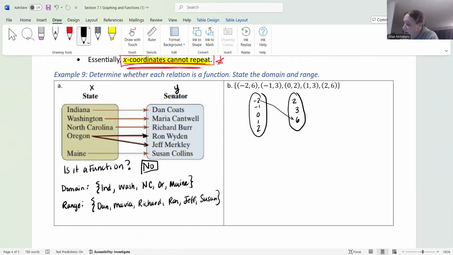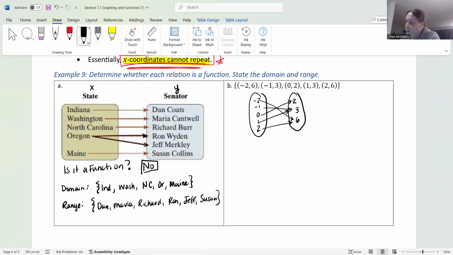-2 goes to 6. -1 goes to 3. 0 goes to 2. 1 goes to 3. And 2 goes to 6. Be careful with this one. It does not say anything about y's repeating. Y's can repeat, that is absolutely fine. What makes a function is the fact that each input corresponds to only one output, meaning x's cannot repeat. Y's can repeat all day long, x's cannot.